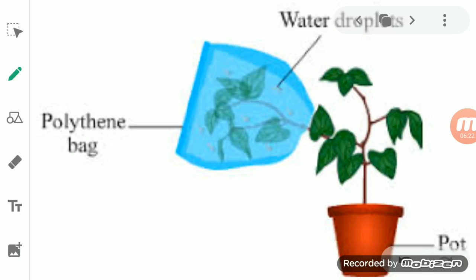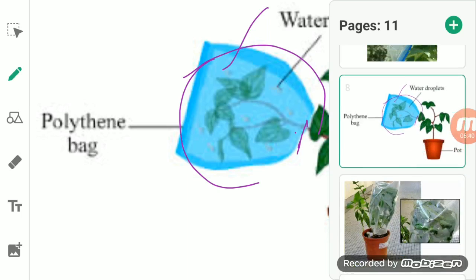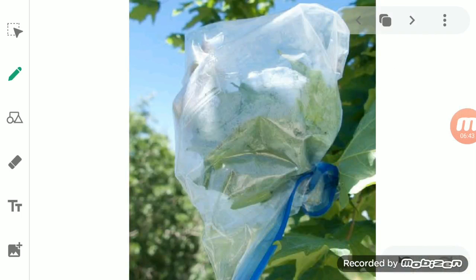We will enclose the leafy stem of the plant in a clean polythene bag and seal the mouth of the bag properly. So we take a potted plant and cover it with polythene, and we seal the portion where we are tying the bag. Now we will keep this potted plant in sunlight for 2 to 3 hours.